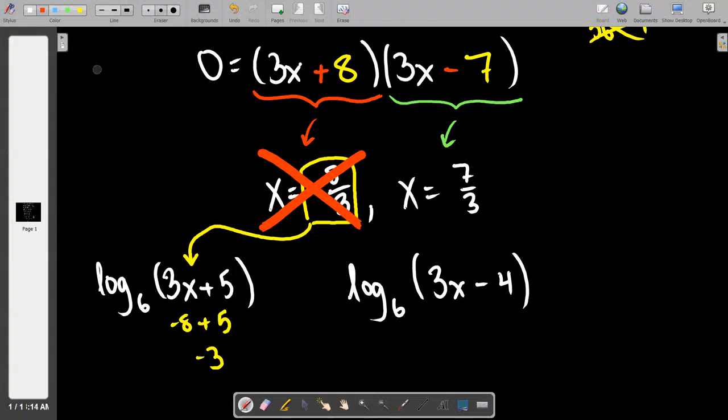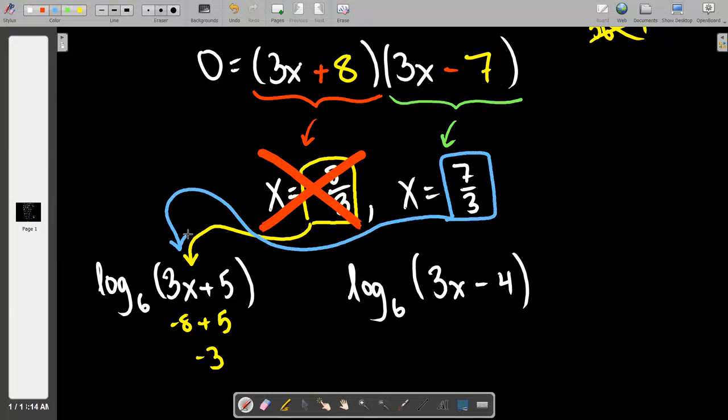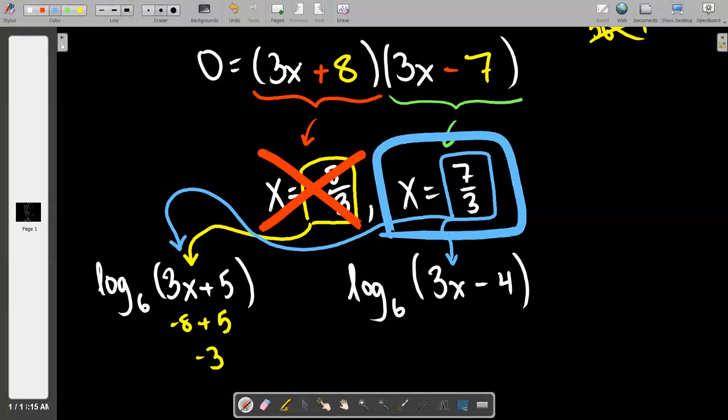Now, having said that, let me color code this again for you. We're going to switch over now and try the 7/3, and let's see what happens here. If I take 7/3, follow the blue arrow, and put it right there, what is 3 times 7/3? And what is 7 plus 5? Okay, so we're okay. It passed the first test. Now take 7/3 and put it right here. What's 3 times 7/3? What's 7 minus 4? It passed the second test, so the answer to our first example after all of that is x equals 7/3.